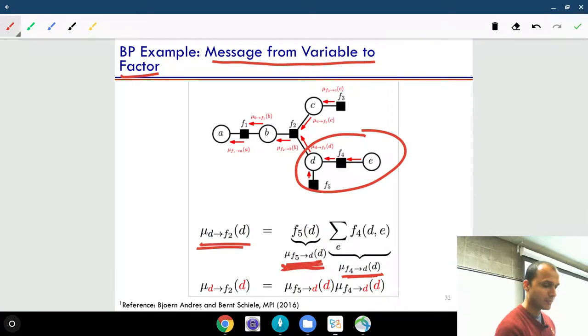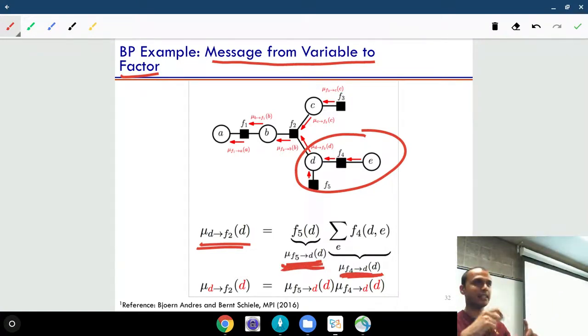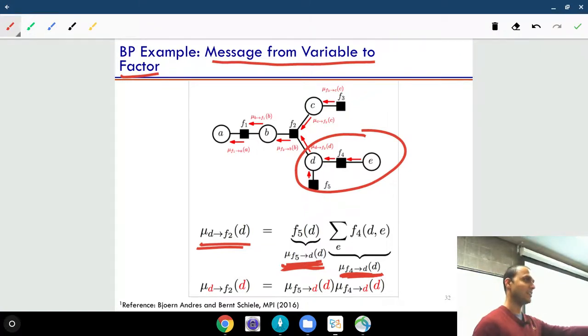So in this case, get a message from F5, get a message from F4. Let's say D is taking 4 values, then these are vectors of length 4. Do an element-wise multiplication. That's going to be a vector of length 4, and just pass it off as a message to the factor F2. So for a variable node to pass messages, it's easy. Whatever messages came in, just multiply them element-wise and pass it forward.